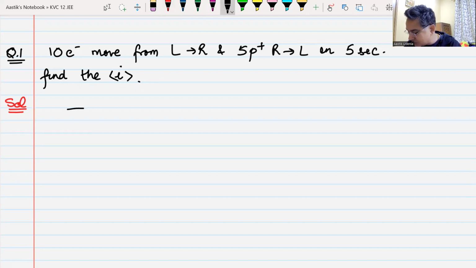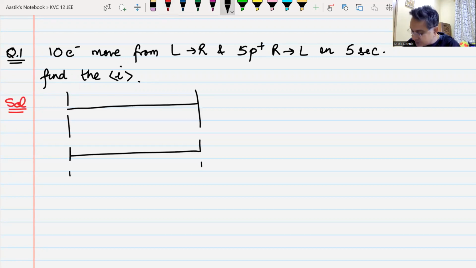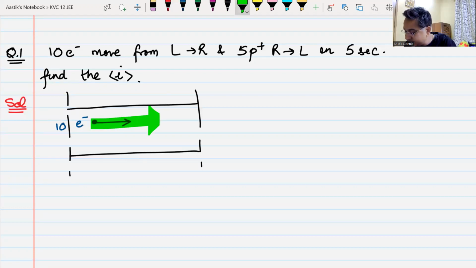Okay, how are we supposed to solve this one? I draw this conductor. In this conductor, 10 electrons are moving from left to right. These are my electrons, 10. They are moving like this. My 5 protons are also moving, like this.